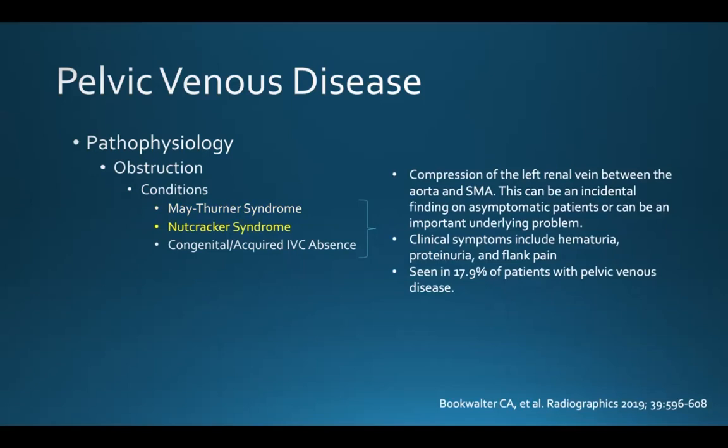Nutcracker syndrome can also have a role. This is when the left renal vein is compressed between the aorta and the supramesenteric artery. This can be an incidental finding in asymptomatic patients, or it can be an important underlying problem in this setting. Clinical symptoms can include hematuria, proteinuria, and flank pain, and it can be seen in almost 20% of patients with pelvic venous disease.